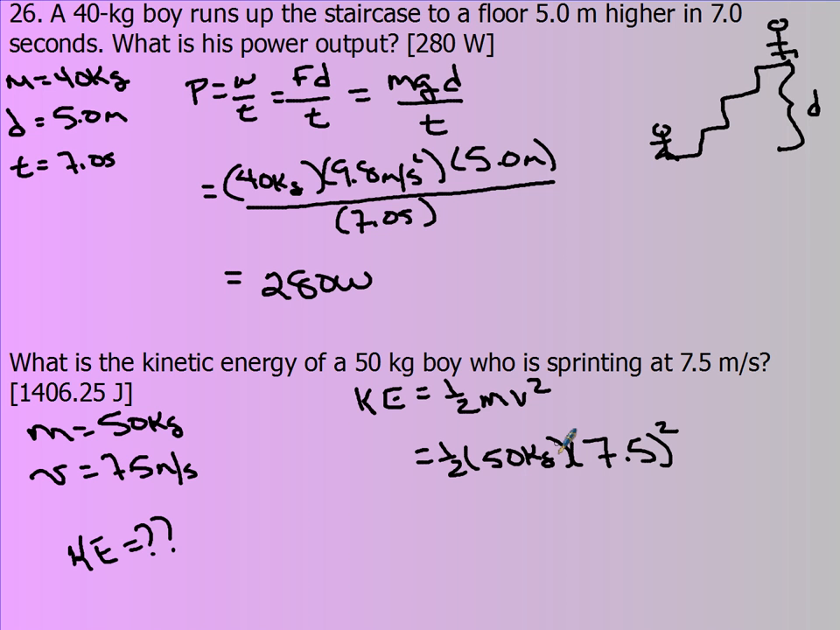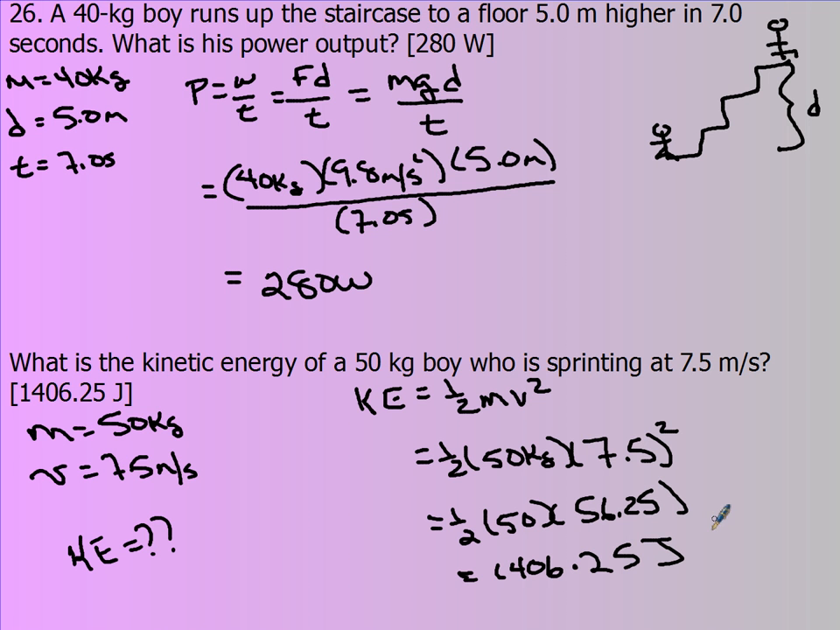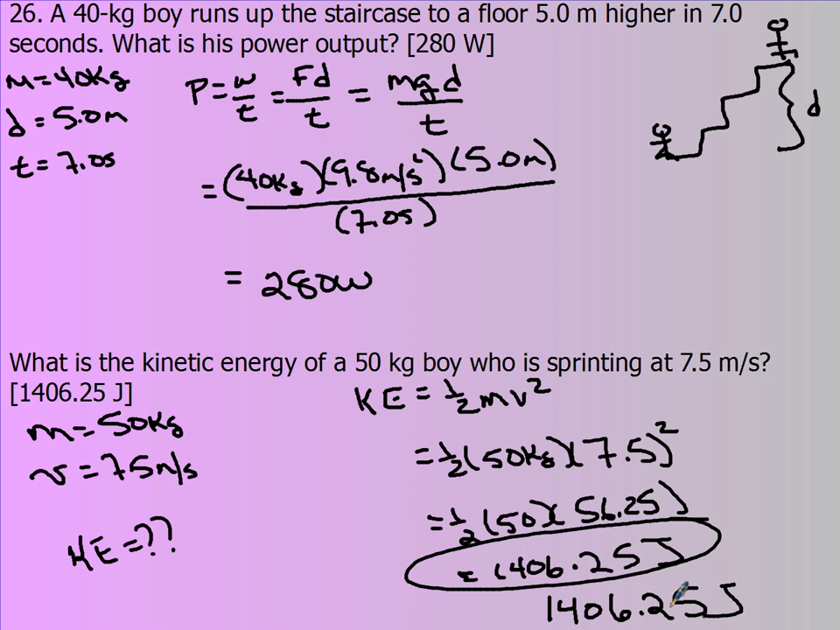Now this is very important. When you do these, square the 7.5 first. So this is going to be 1/2 times 50. 7.5 squared is 56.25. Once you've done that, multiply by 50 and then divide by 2 to get 1,406.25 joules. You know what? That's messy. Let me write it over. 1,406.25 joules.